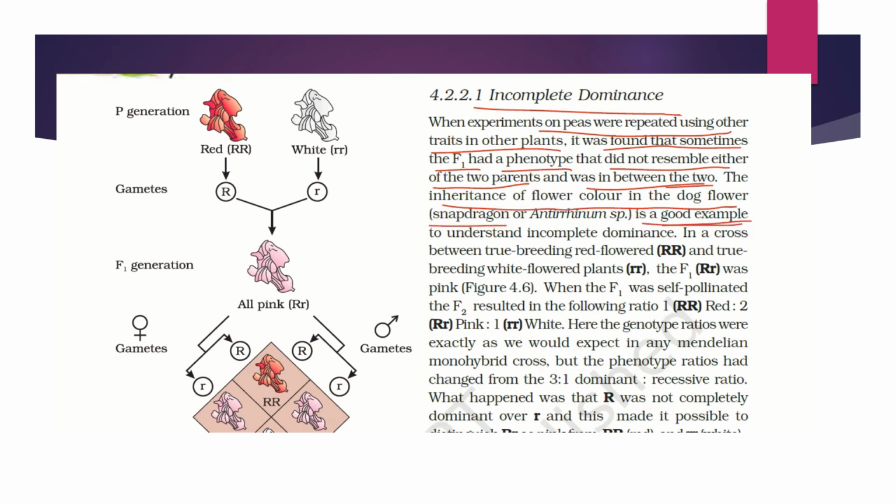During Mendel's experiment also it was found, but Mendel told of the law of dominance and the law of segregation, and there was a variation from that. So if we are taking a snapdragon flower, it will help us to understand incomplete dominance. In a cross between true breeding red flowers, that is RR, and true breeding white flowered plants, in the F1 generation Rr was pink.